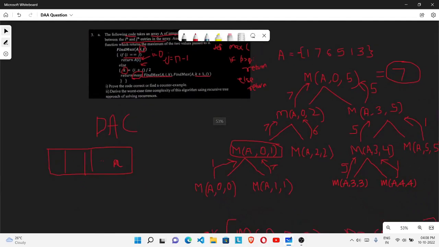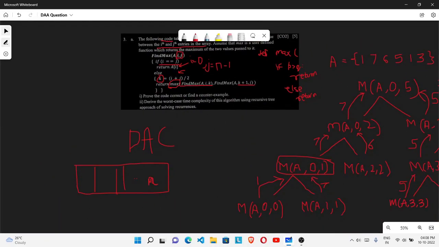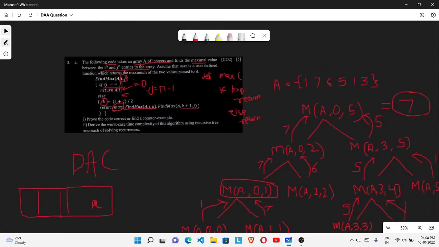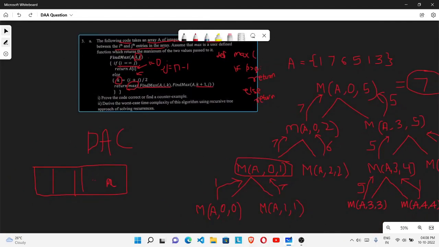You can actually show an example also for proving the code to be correct. In case you are not able to frame it in English, just write an example so that you don't get 0 marks, if you have time, of course. Then you have to derive the worst case time complexity of this algorithm using the recursive tree approach of recurrence.